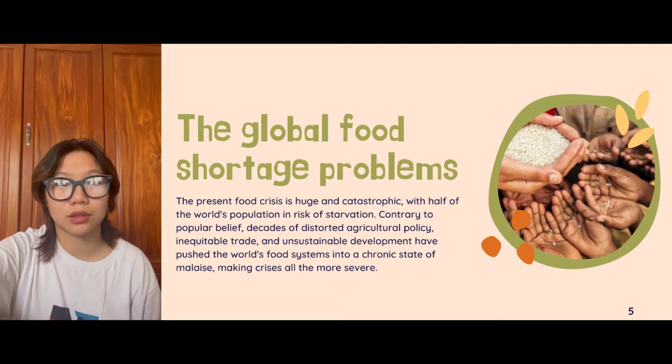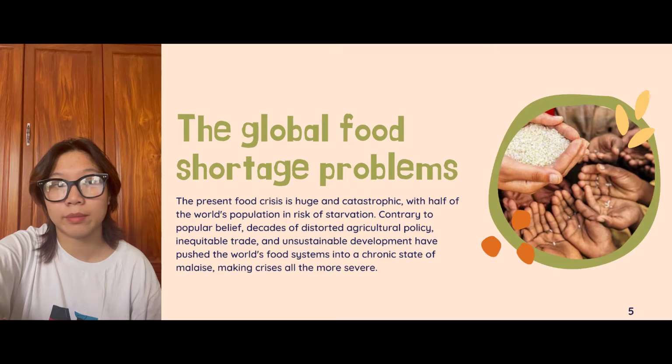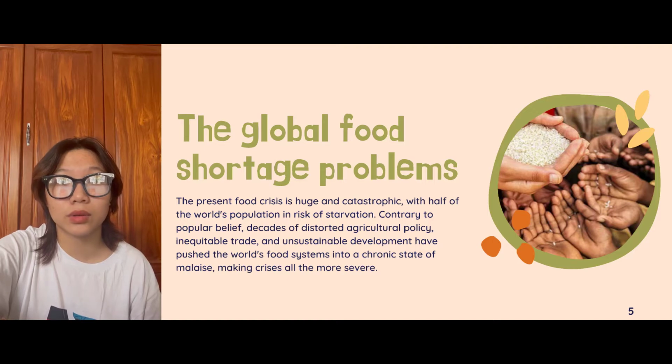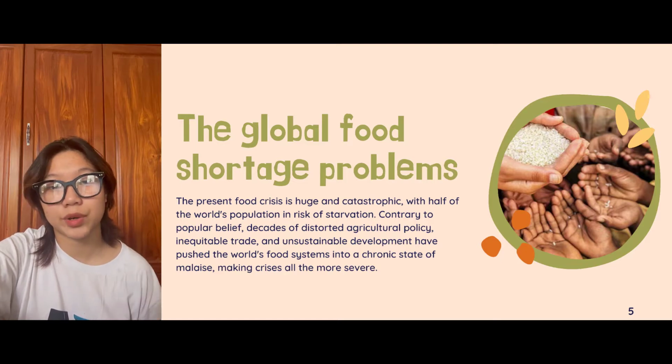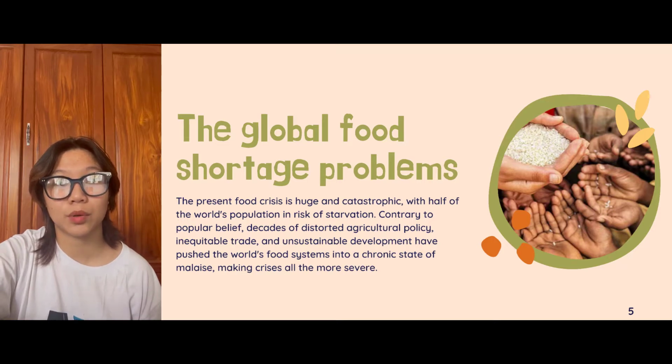Nowadays, the recent food crisis is huge and catastrophic, with half of the world population at risk of starvation. Contrary to popular belief, decades of distorted agriculture policies, inequitable trade, and unsustainable development have pushed the world food system into a chronic state of malaise, making crises more severe. Despite the fact that hunger comes in waves, not everyone cries in famine. Indeed, the global food crisis has made a small number of investors and multinational businesses extremely wealthy, even as they damage the lives of the poor and put the rest of the world in great environmental and economic danger.